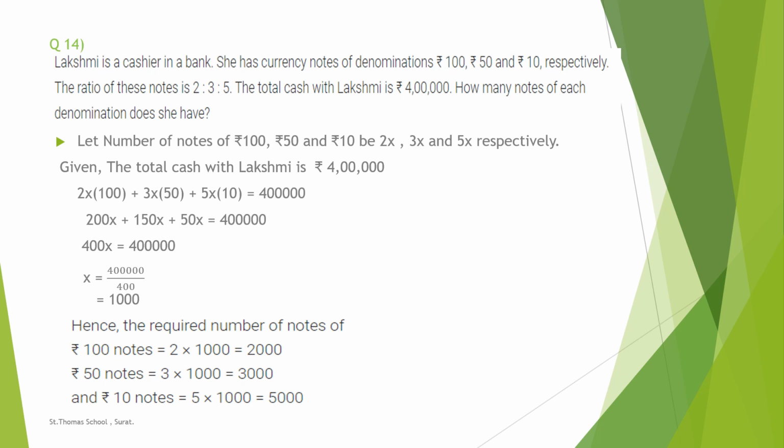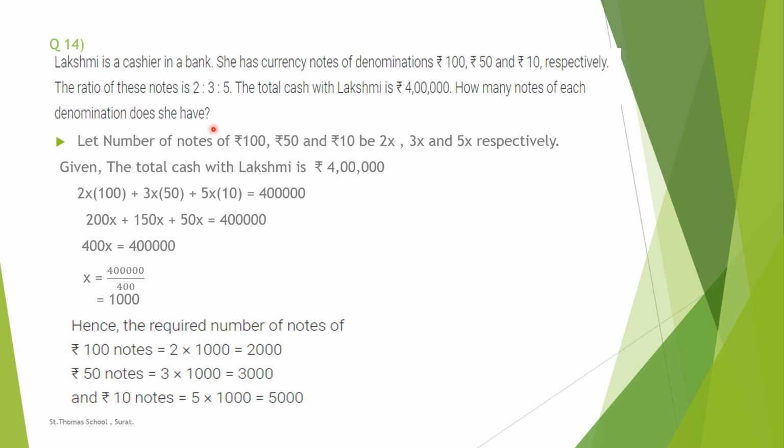Now question number 14. Lakshmi is a cashier in a bank. She has currency notes of denominations rupees 100, rupees 50 and rupees 10 respectively. The ratio of these notes is 2 is to 3 is to 5. The total cash with Lakshmi is 4 lakh. How many notes of each denomination does she have?